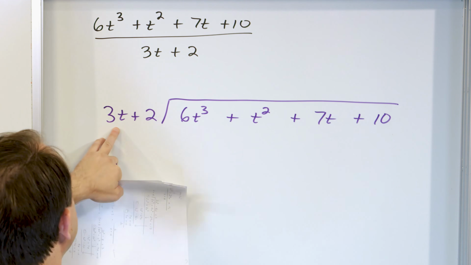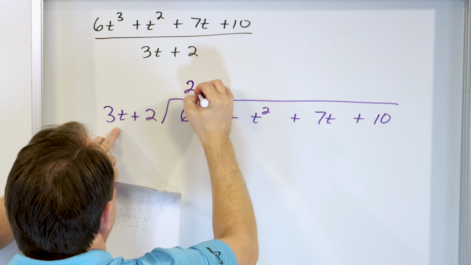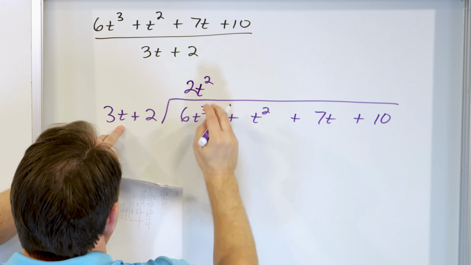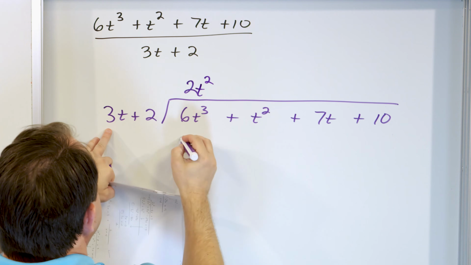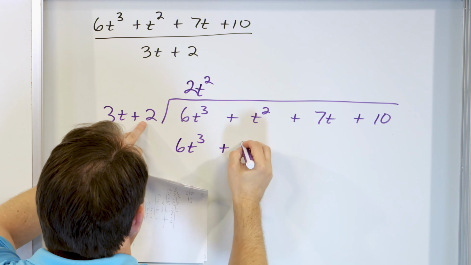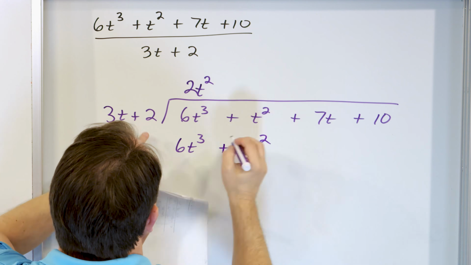All right, 3 times something is 6. 3 times 2 is 6. T times something is t cubed. You have to have a t squared. Multiply here, you're going to get 6t cubed. Multiply here, 2 times 2 is 4t squared.